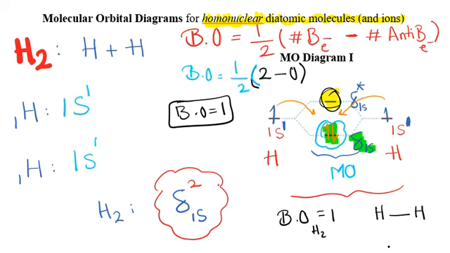Keep in mind, if we have a bond order greater than 0, it means our species, molecule or ion, exists. So a bond order greater than 0 means we do have our molecule. So definitely 1 means we can see it like this as well.